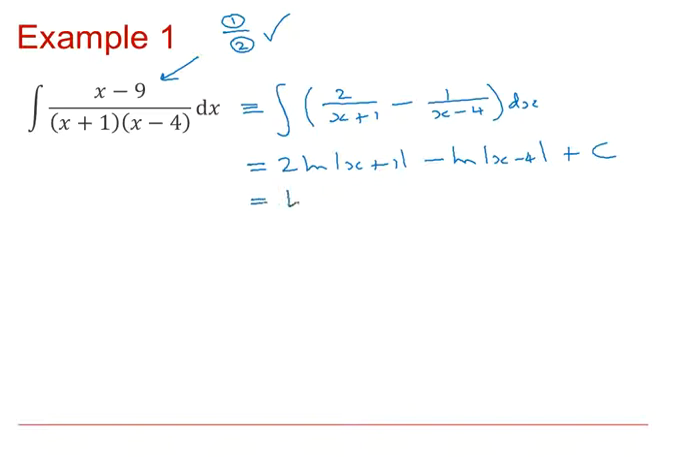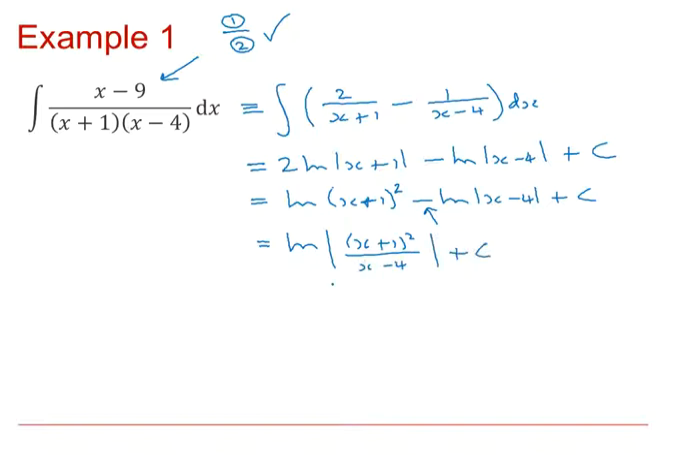Just using a power law to tidy this up, we can write it as the ln of x plus 1 squared, which strictly speaking doesn't have to have a modulus because it must be a positive quantity, minus the ln of x minus 4. Then I can use my log law to bring these logarithms together as the ln of x plus 1 squared divided by x minus 4, plus c.